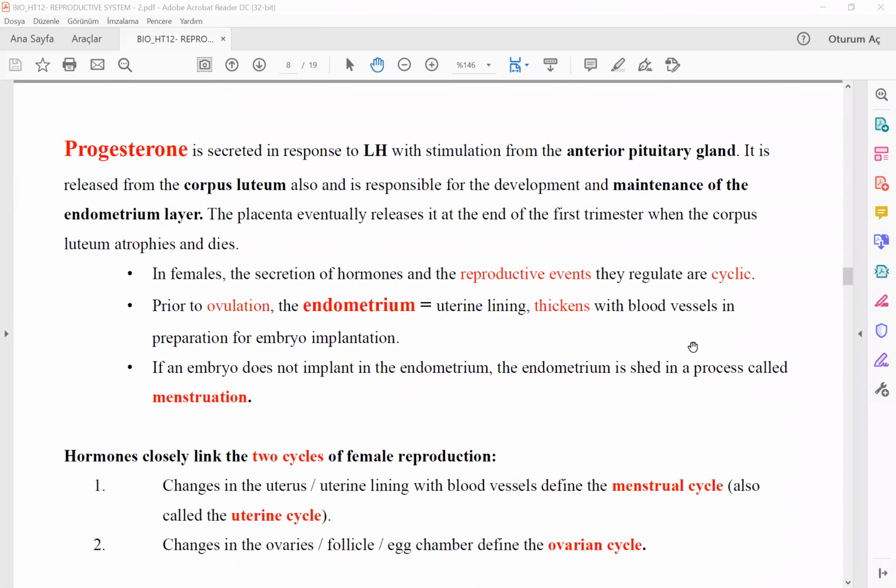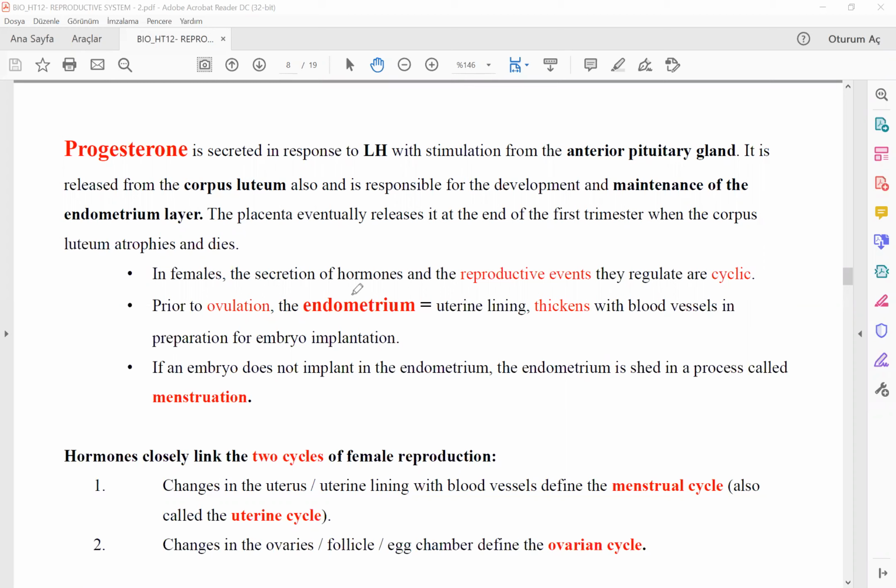Progesterone is another ovarian hormone. It can be secreted from the follicle, or from the corpus luteum mainly in response to LH stimulation from the anterior pituitary. It is released from the corpus luteum, but not only the corpus luteum, it can also be released from the placenta. Both estrogen and progesterone can be released from the placenta, corpus luteum, and follicles. And progesterone has a very important role in the maintenance of the endometrium.